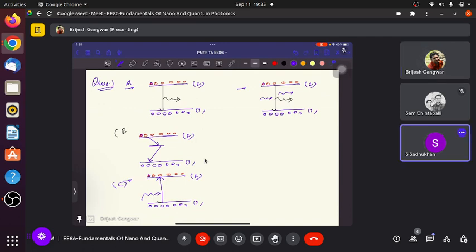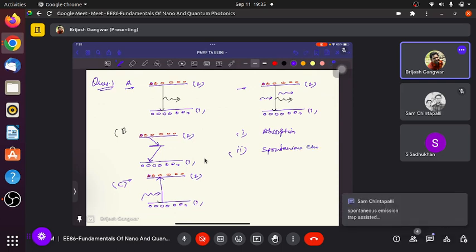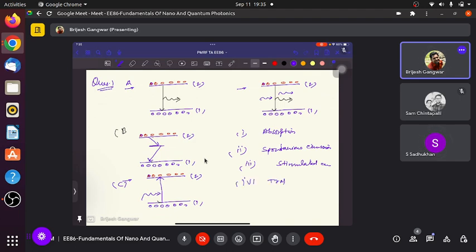So the first one is absorption, the second one is spontaneous emission, the third one is stimulated emission, and the fourth one is trap assisted recombination. So you just have to identify the correct schematic corresponding to the mechanism.